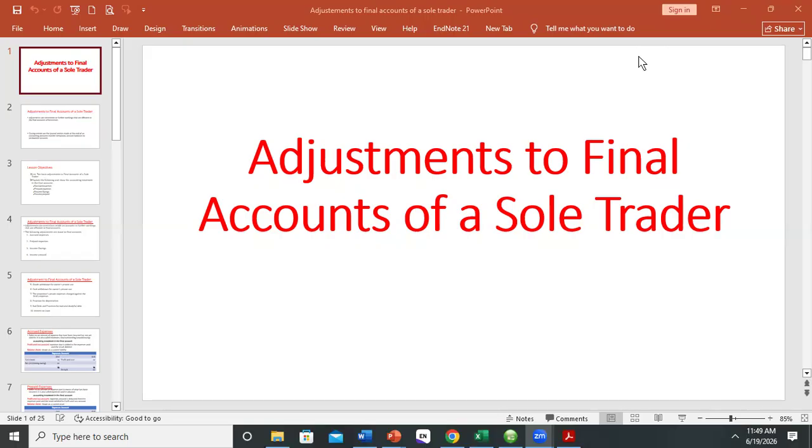So we may have recorded sales of 20 million Ghana cedis, but at the end of the year, there will be a revelation that some amount of 1 million credit sales was not recorded in the books. Another example could also be that we made a payment of 5,000 Ghana cedis for rent, but it so happens that this 5,000 Ghana cedis is not just for 1 year, it's for 2 years.